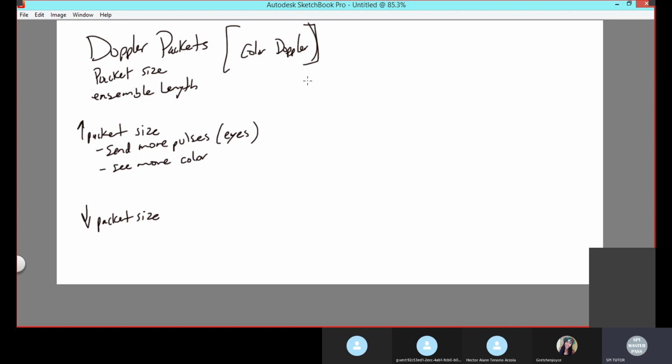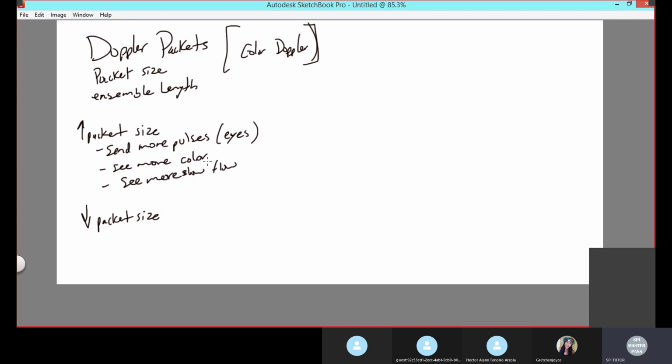So generally speaking, when we say see more color or see less color, the one that's really getting affected is the slow flow. Okay. Yeah, you might fill the vessel up more with fast flow, but it's really the slow flow, the one that's getting either eliminated or brought back or enhanced. So I'm going to send more pulses. I'm going to see more color, which means I'm going to see more slow flow. That's the one that's going to be affected.